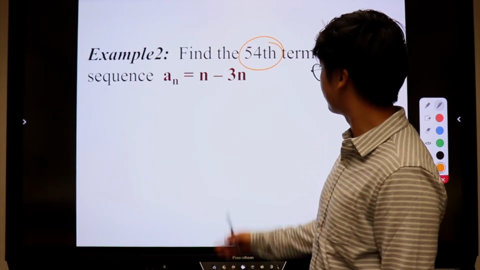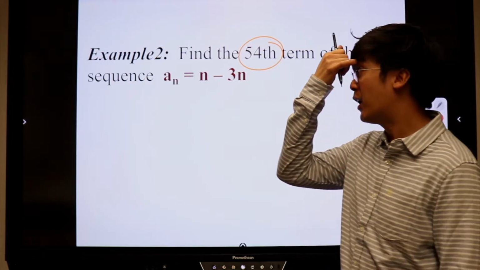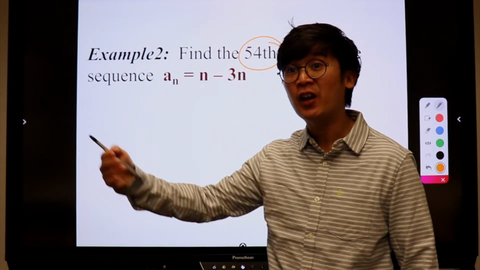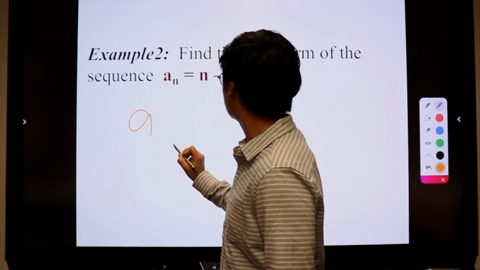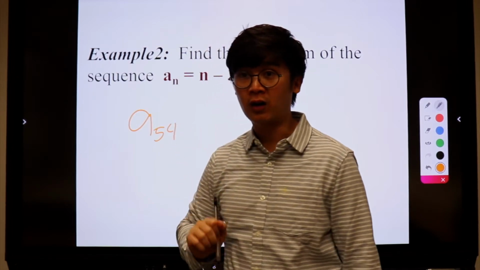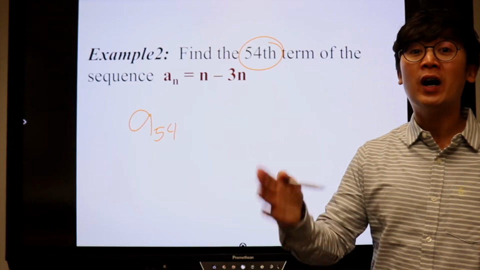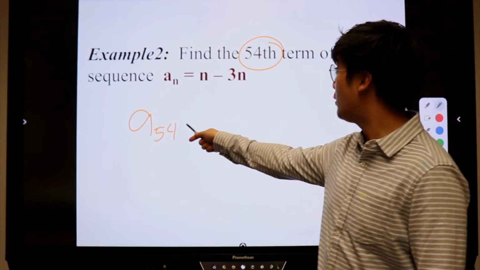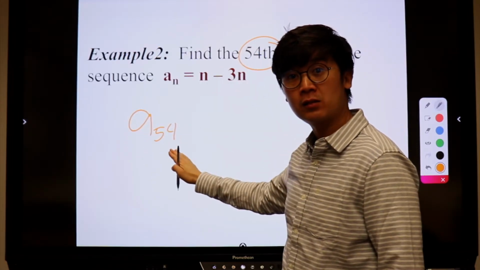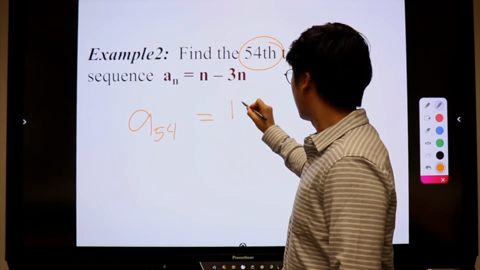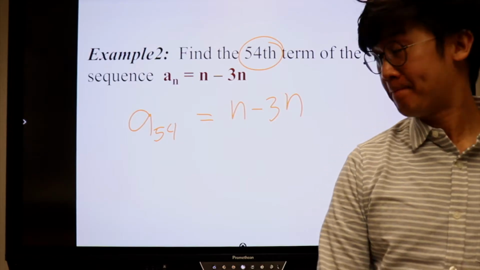Plug in the 54 to the n. Yes. You are going to plug in the 54 to the n because you're not looking for the sequence, you're looking for the specific term in the sequence. And in this case, it's A of 54. That's why symbols are important in mathematics, because they tell you what you're supposed to be doing next. If you know that finding the 54th term of the sequence is basically finding A sub 54, using the formula, you will replace n by 54, so you will find it.